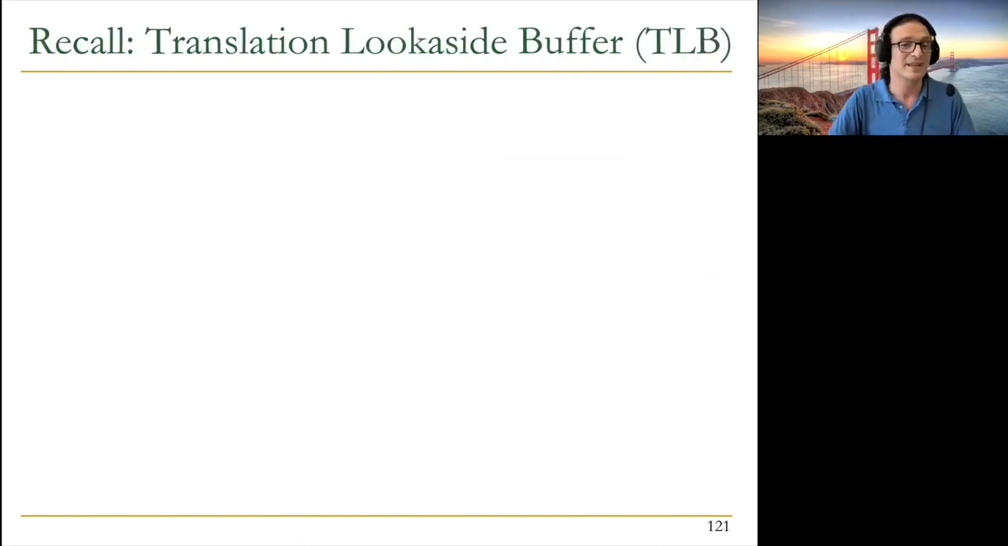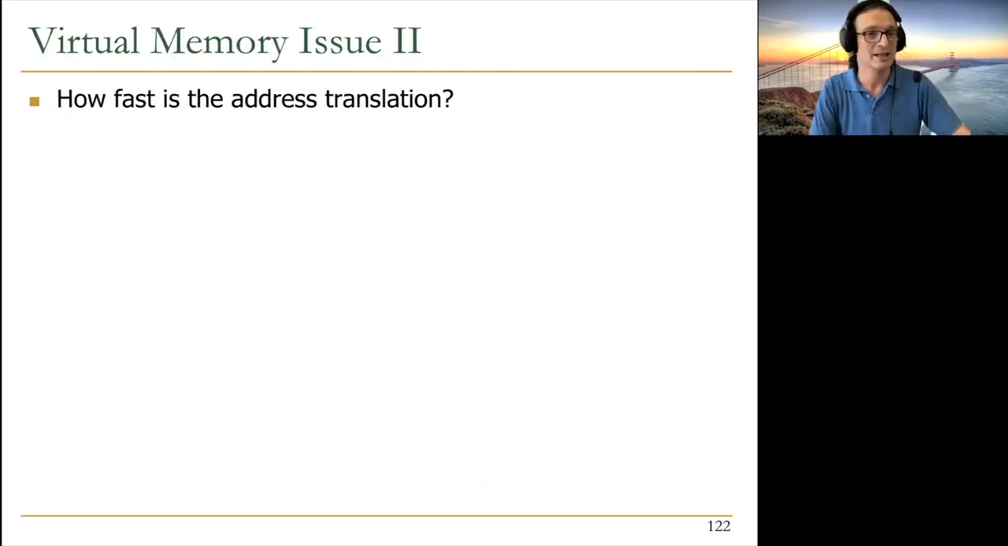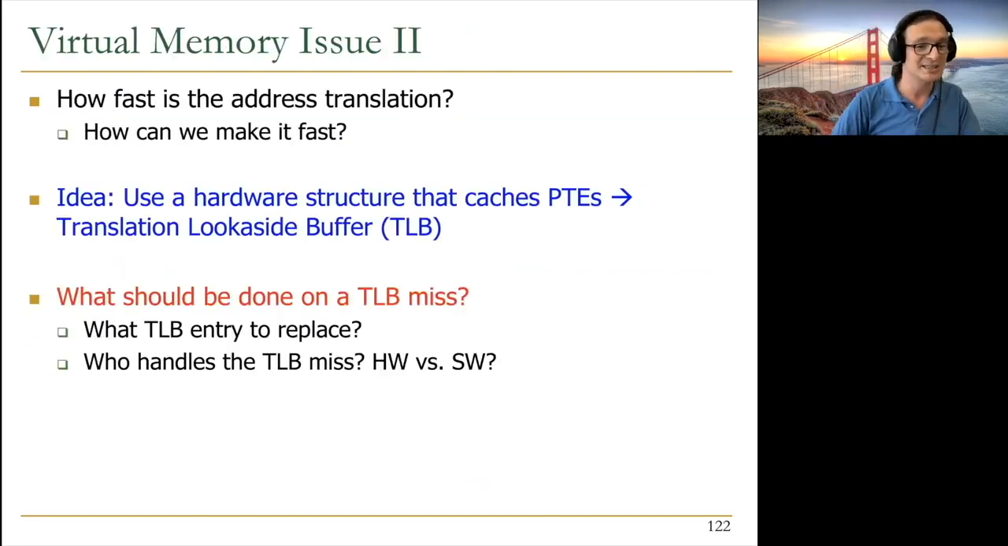So how can we speed up the address translation and check? We already know about translation look-aside buffers. We've already talked about how to make it fast. Let's talk about who manages it, meaning what if you miss in the TLB? So the TLB caches the recent translations, but what if you miss in the TLB? What TLB entry do you replace? Clearly, it's a caching decision. Who handles the TLB miss? Hardware versus software. And there are advantages and disadvantages.